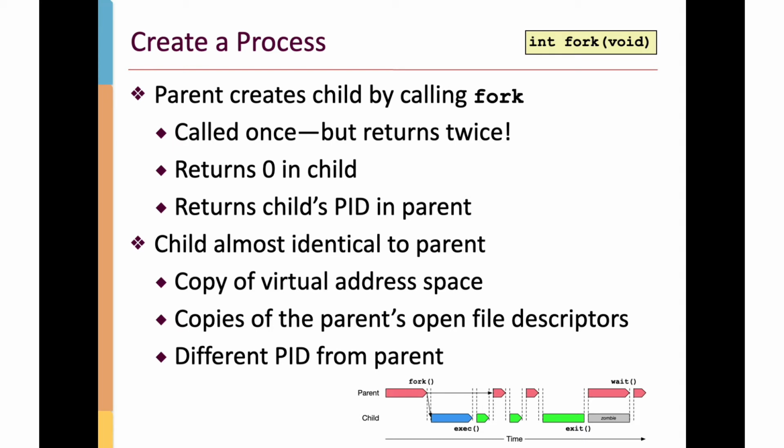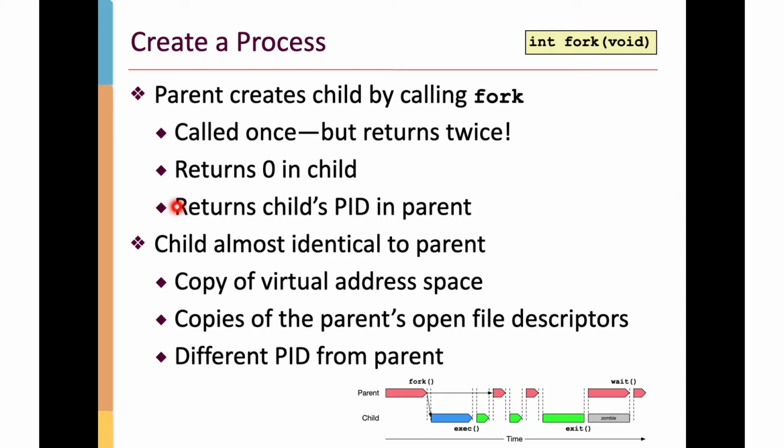The way that that's supported by the fork process is that in the child, the fork is going to return a 0. And in the parent, the fork is going to return the process ID of the child, which the parent could use later on to wait for the completion of that child process. It's important to note that 0 is not a valid process ID. The process IDs all are positive values.